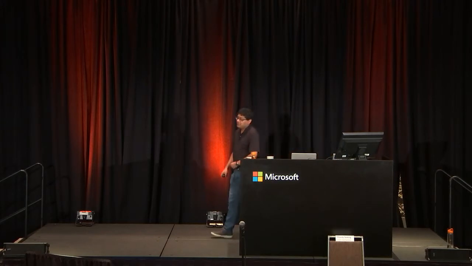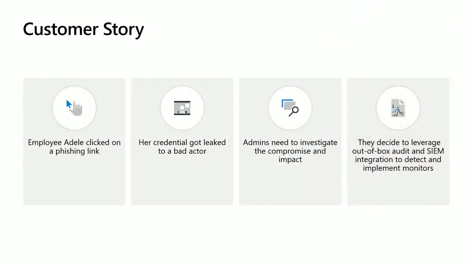So with that, I'm going to switch to my demo. I'm going to show you two demo scenarios. One is I'm going to show you an integrated demo in a SIM tool. So this is where an employee might have got a phishing email. The phishing email was exploited by an attacker, and the admin needs to investigate what that person was doing in the environment and use the audit logs for that.